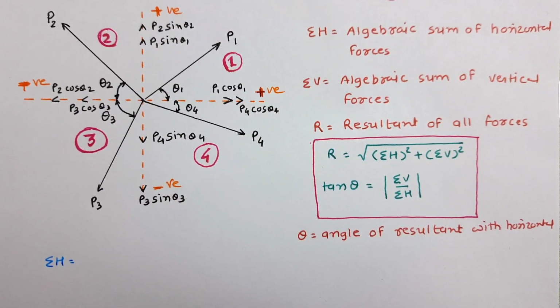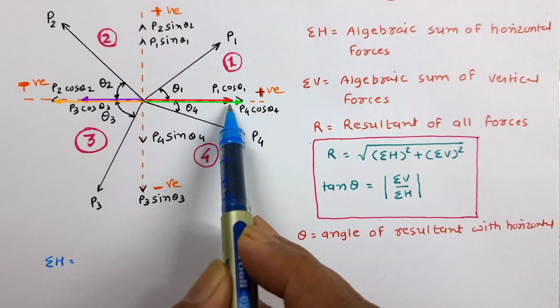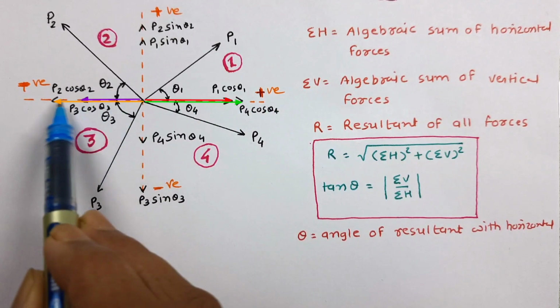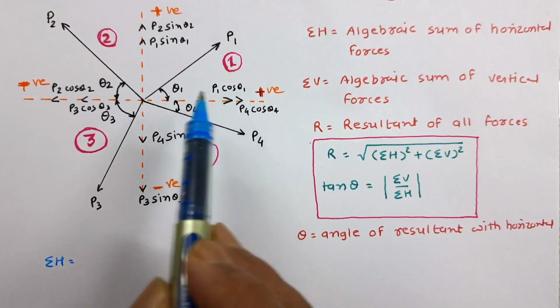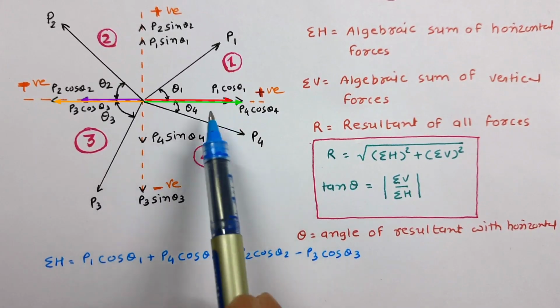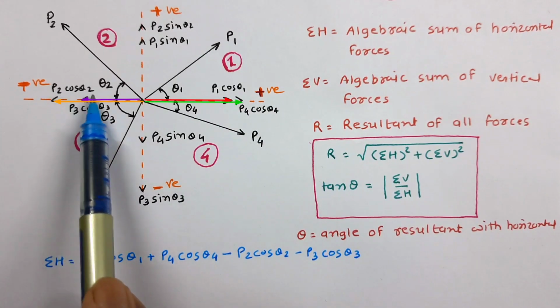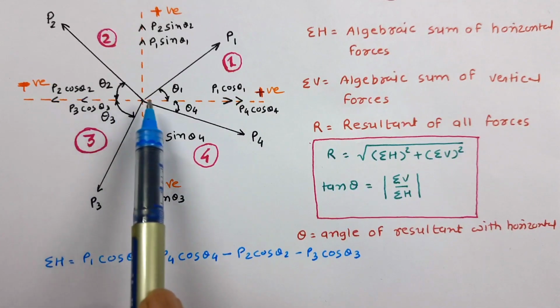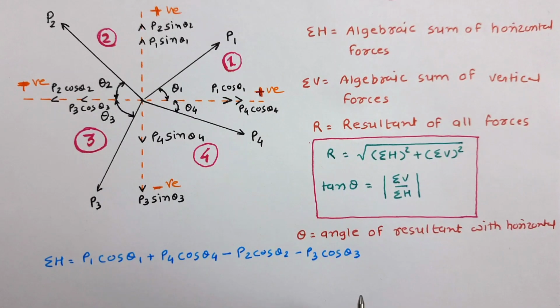Let us first determine summation of all horizontal forces. Two horizontal forces are in positive x direction and two horizontal forces are in negative x direction. So these two forces are to be taken positive and these two forces are to be taken negative. So we can write, P1 cos theta 1 and P4 cos theta 4 are along positive x direction, so that are taken as positive, and P2 cos theta 2 and P3 cos theta 3 are acting in negative x direction, so these two forces are taken negative.